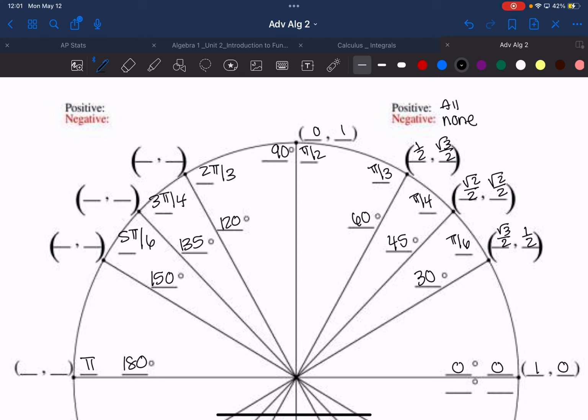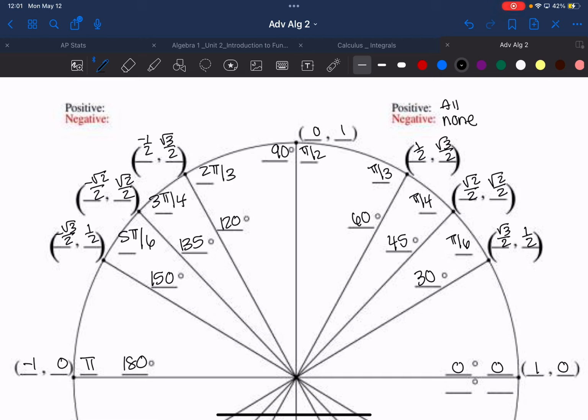And then the corresponding points for each one. So that's negative 1/2, square root of 3 over 2. This is negative square root of 2 over 2, square root of 2 over 2. And this is negative square root of 3 over 2 and 1/2. And this is negative 1, 0.